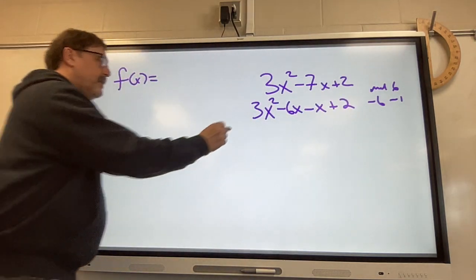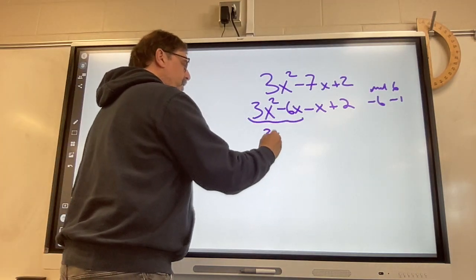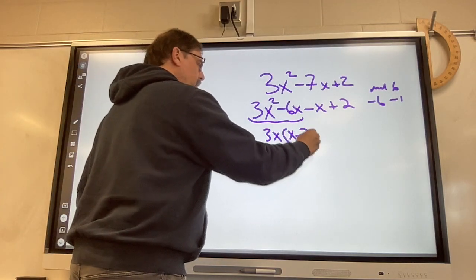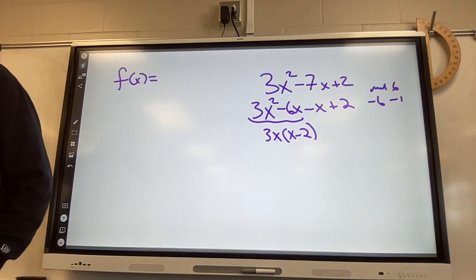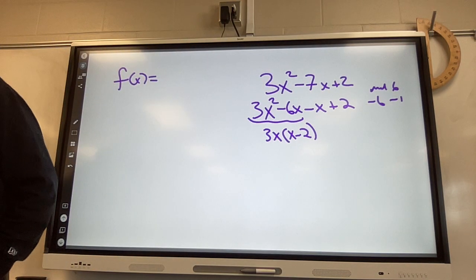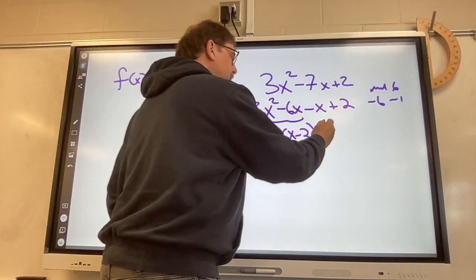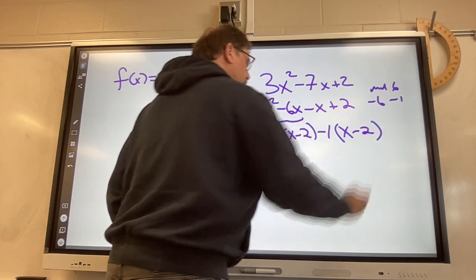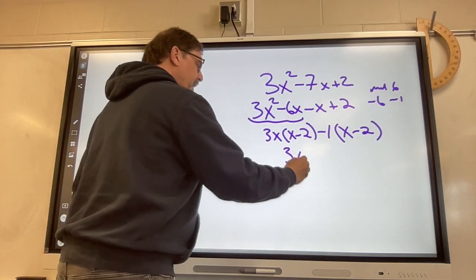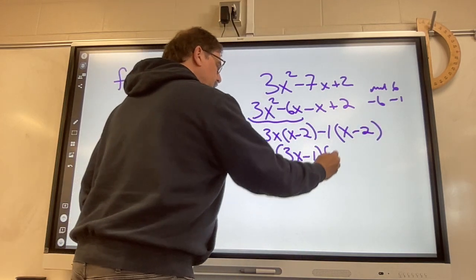All right. 3x goes into both, leaving x minus 2. If it's a negative, we pull out a negative. Negative divided by negative, positive by negative. Cool. It factors into 3x minus 1, x minus 2.